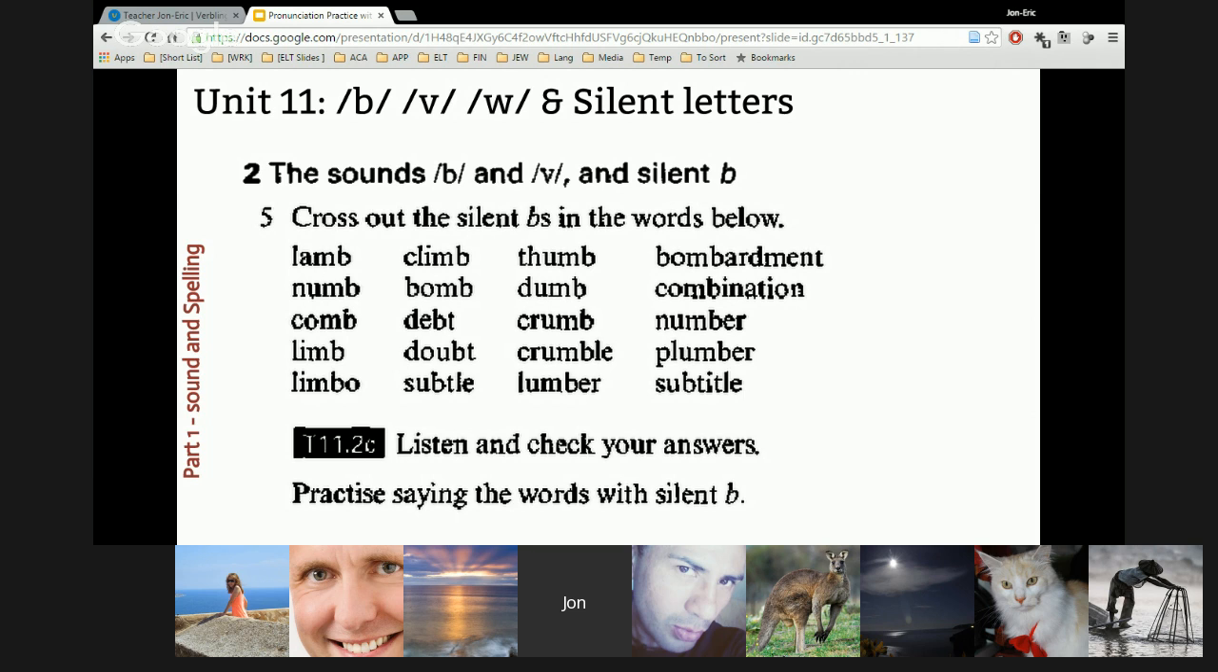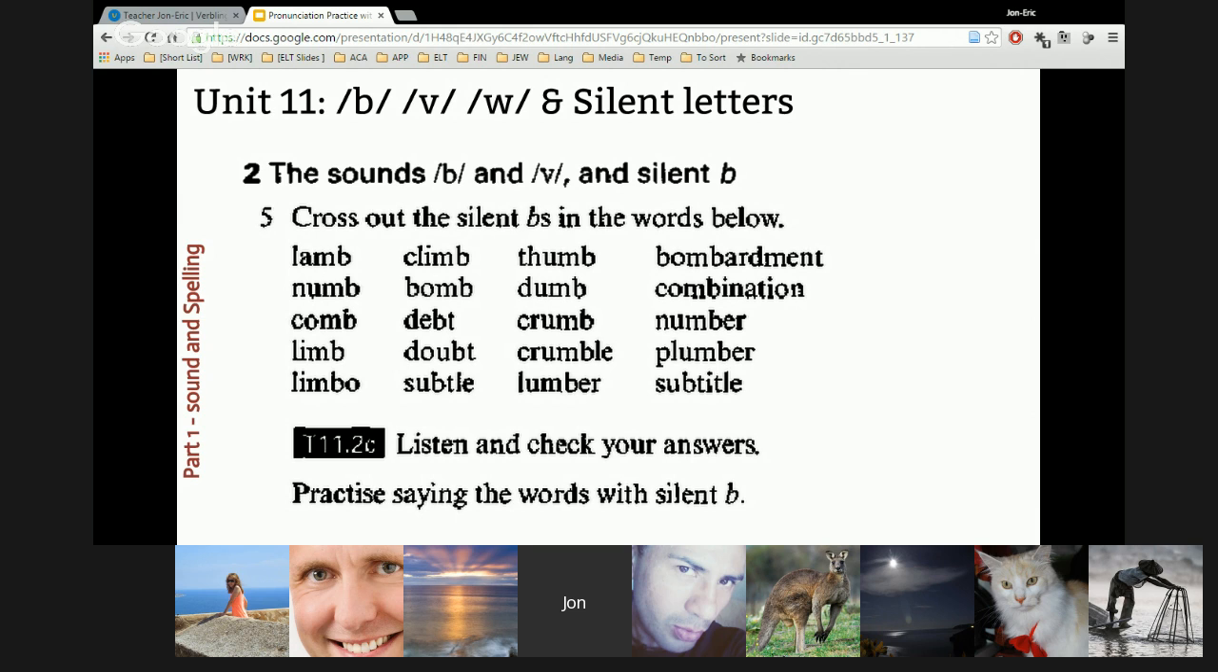Okay? So, Yuka, what about row number 3? Comb. Good. Be careful, I heard a B. Drop the B. Comb. Good. Depth. Nope. Even simpler, without the B. Debt. Yeah. Debt. Good. That's it.